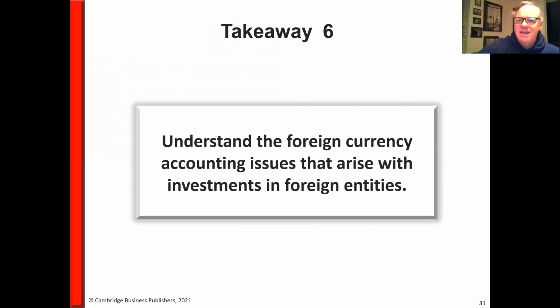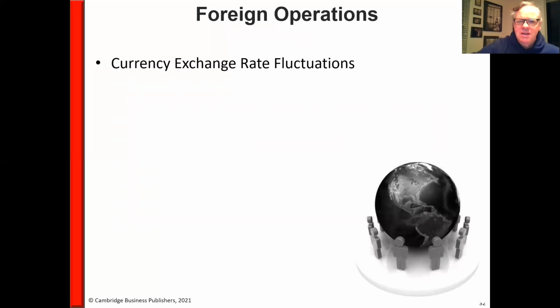Well, when we get to the end of the year and we've got to consolidate the financial reports, we're going to have to take the financial statements of the foreign entity and combine those with the parent, and we're going to have to go through conversion. So this is what we mean by currency rate fluctuations. So if the peso goes up or the peso goes down.